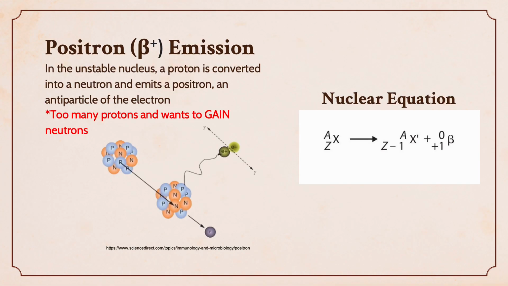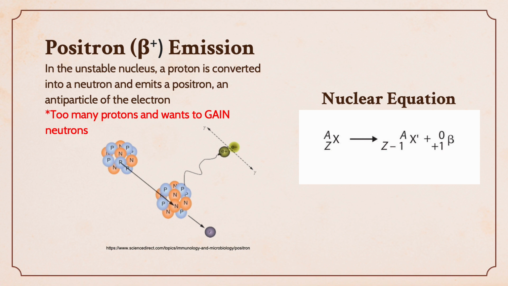This is the second type of beta decay, positron emission or beta plus decay. This occurs when a proton is converted to a neutron and emits a positron, an antiparticle of the electron, which just means that its mass is the same but the charge is opposite of what it normally is. So in this case, the electron would be positive. If there are too many protons, the atom will undergo positron emission for 1 less proton and 1 more neutron, helping the stability of the atom.